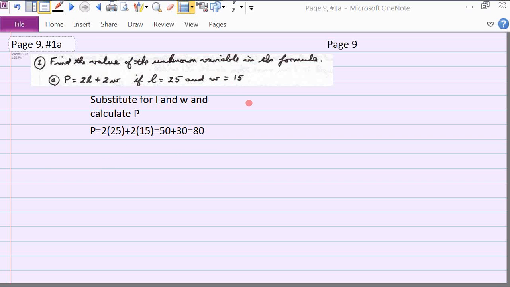So this is a straight substitution. We're asked to calculate P given L and W. In this equation there are 3 variables, P, L, and W. We're given 2 of them, L and W, and we're asked to calculate the third.